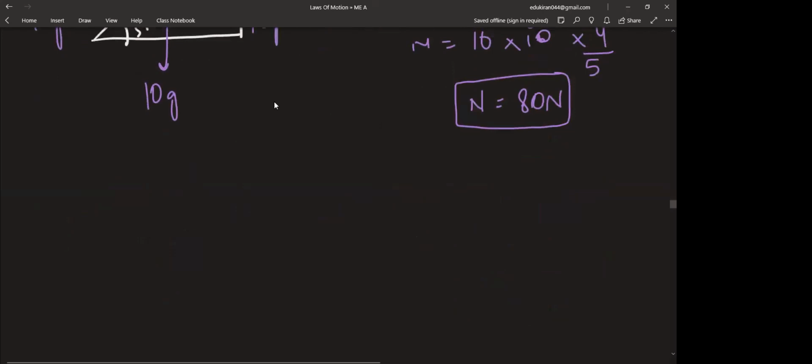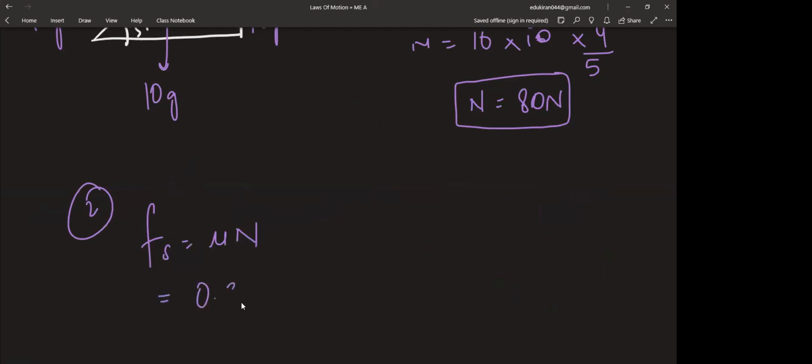One more thing, class, regarding the values, I'll tell you, but first let me tell you this. Frictional force is mu n. So this is equal to 0.3, and normal reaction is 80. So this is equal to 24 Newton.